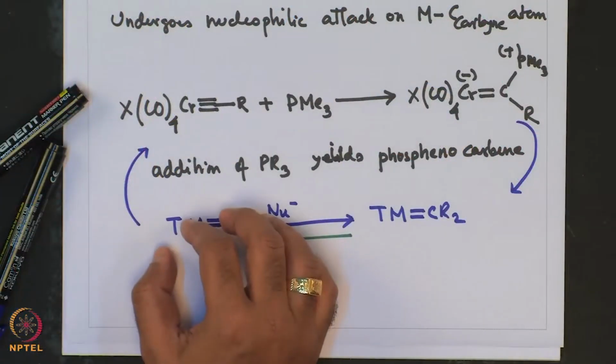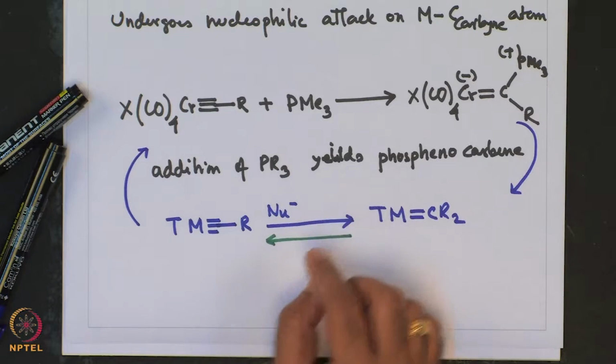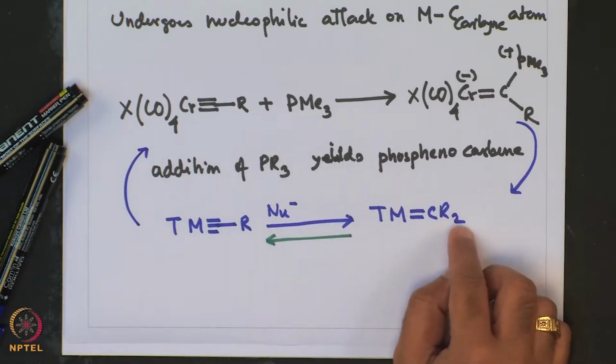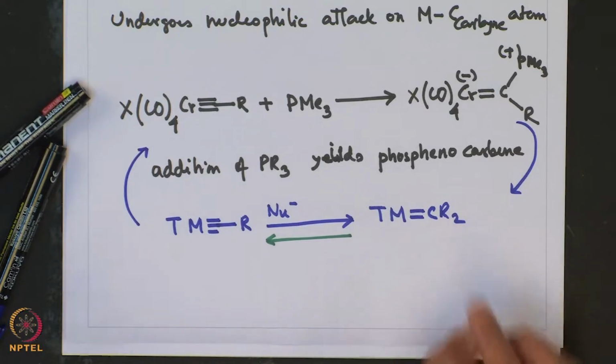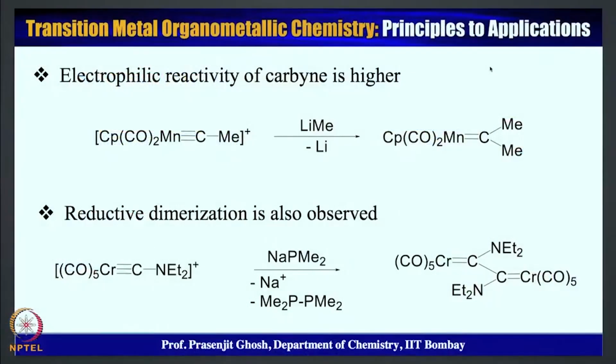Now, here we see the cycle repeating itself in the reverse direction, where these transition metal carbyne complexes, once formed, undergo nucleophilic attack to give back the transition metal carbene complexes. So, we see a good amount of interchangeability between transition metal carbene and carbyne complexes, and they have been favorably exploited not only for synthesis but also for reactivity studies, as shown in the slide below. Electrophilic reactivity of carbyne is higher and can be seen in the example discussed below.